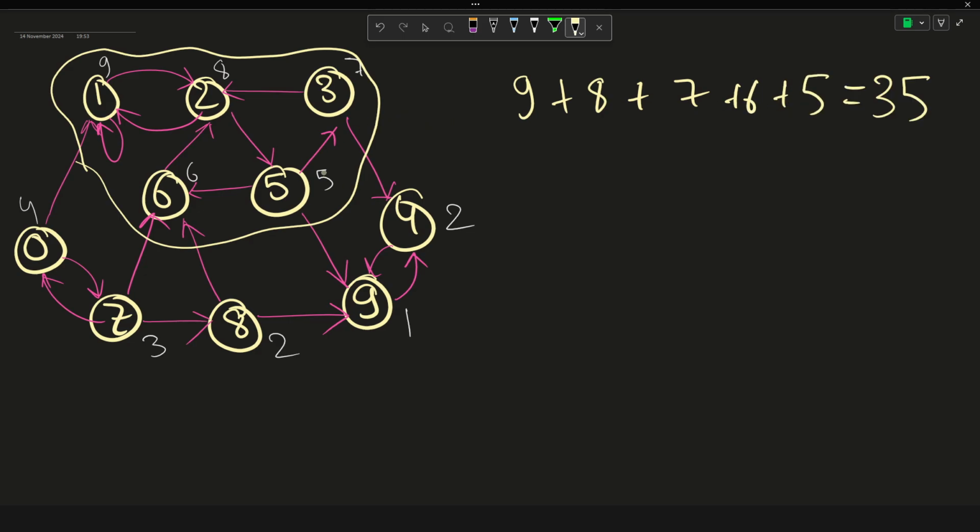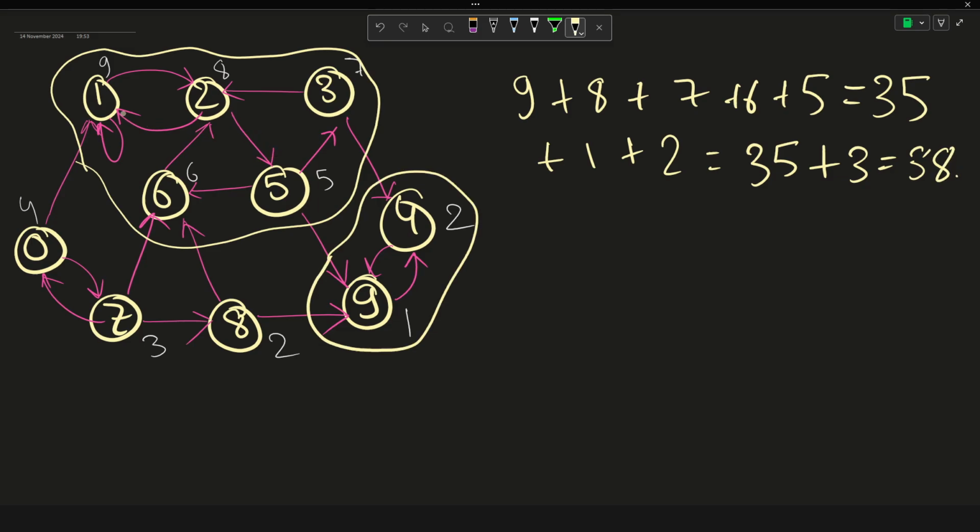Now suppose we collected these 5 coins from the fifth room at last, then we decided to move to the ninth room through this edge. If we moved to the ninth room, we would add 1 more coin from this room, and from the ninth room we decided to go to the fourth room, so we would have added 2 coins. So now the total number of coins will be 3 more, that is 38. And if you see, we would have covered this many nodes in total, and we can't go further to any other node.